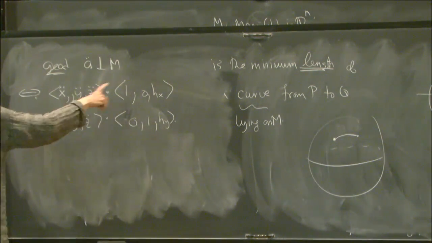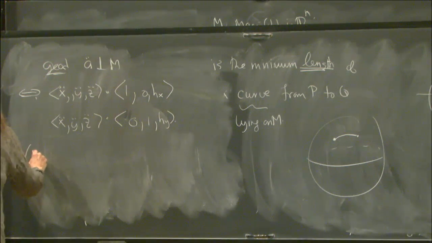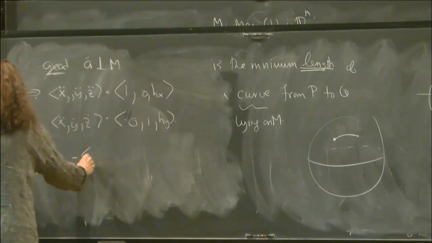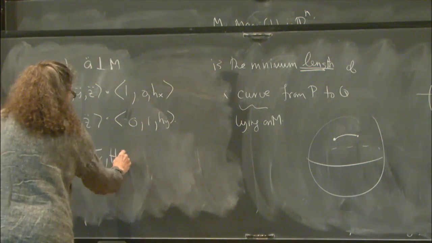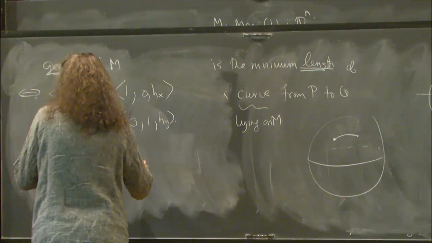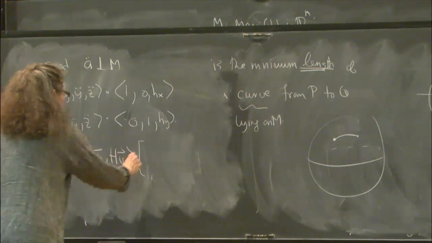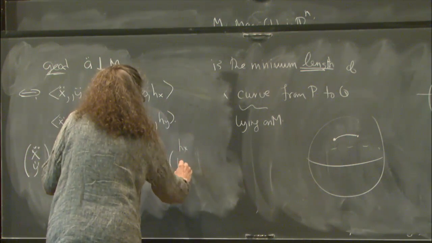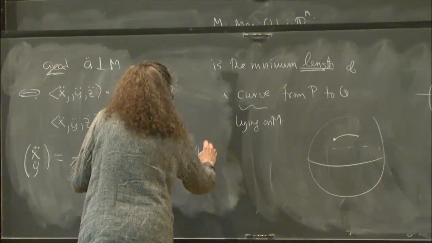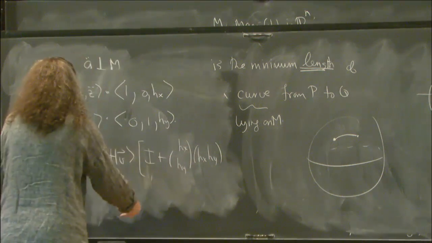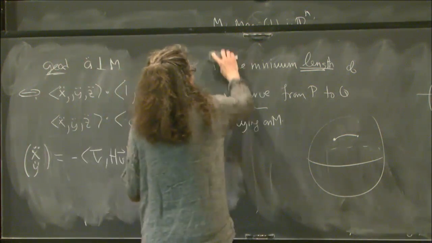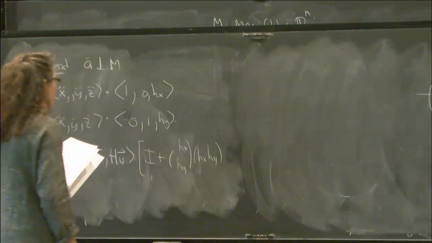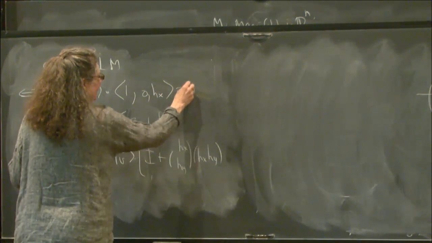If you put all of this together, you get the following equation. You get x double dot, y double dot is equal to minus v transpose H v times the inverse of the identity matrix plus this 2 by 2 matrix, h x h y times h x h y. You multiply those two together, you get a 2 by 2 matrix.